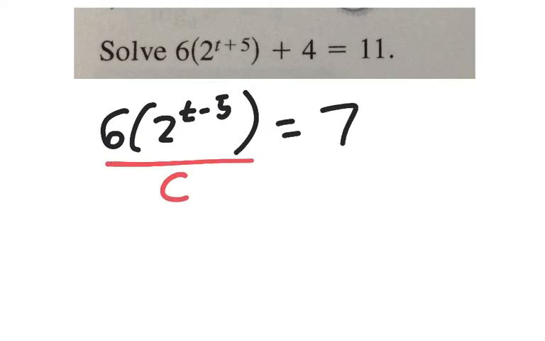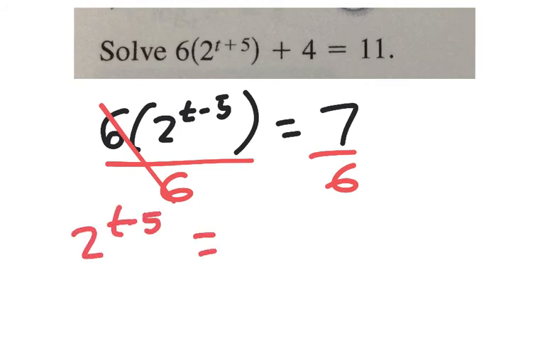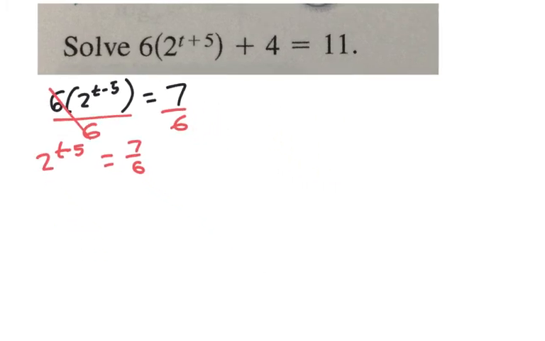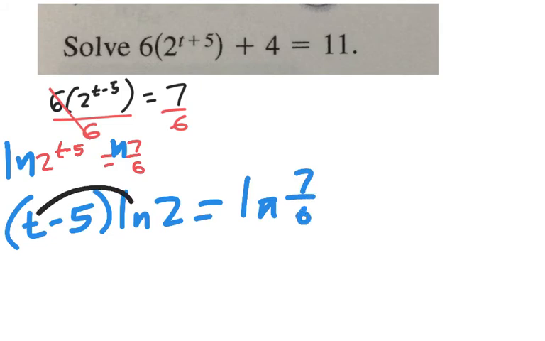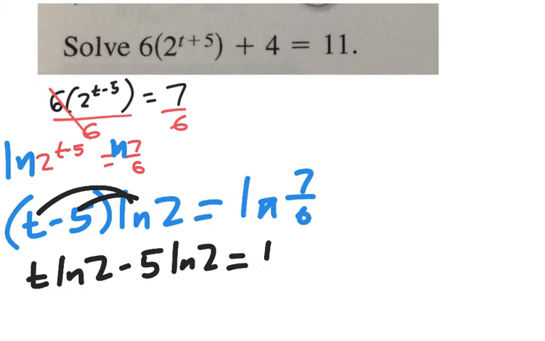Next, divide by 6. So I've got 2 to the t minus 5 equals 7/6. This time I'm going to leave that as a fraction because a decimal would be ugly. Now take a natural log of both sides. So that's going to give me t minus 5 times the natural log of 2 equals the natural log of 7/6. Now I would distribute. So this is t times the natural log of 2 minus 5 times the natural log of 2 equals the natural log of 7/6.